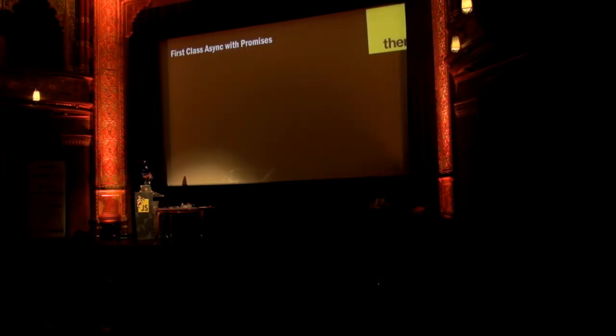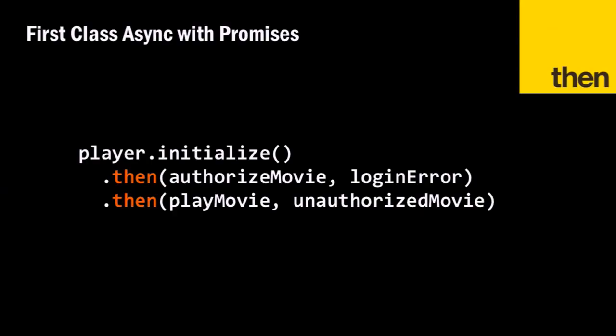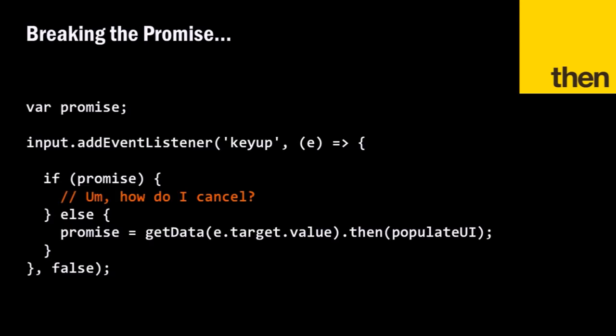So everyone goes, "Ooh, yes, promises. Promises will solve all of our problems." Promises are coming in, ES6, ES25, whatever you want to call it. The idea that you could say player initialize, then authorize the movie, else you've got a login error, and play the movie, or else it's unauthorized. That's just peachy.